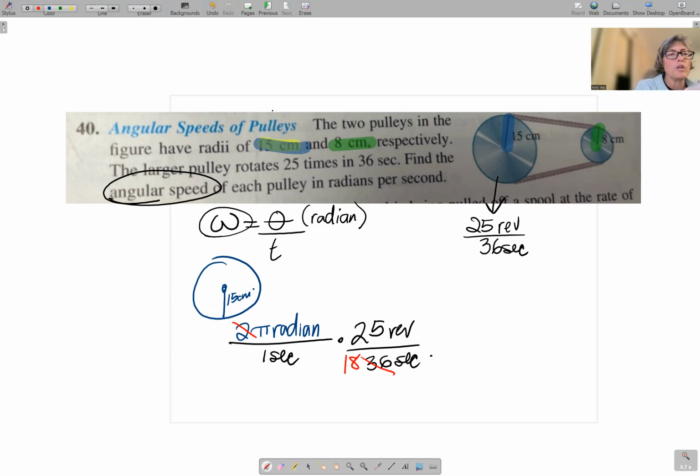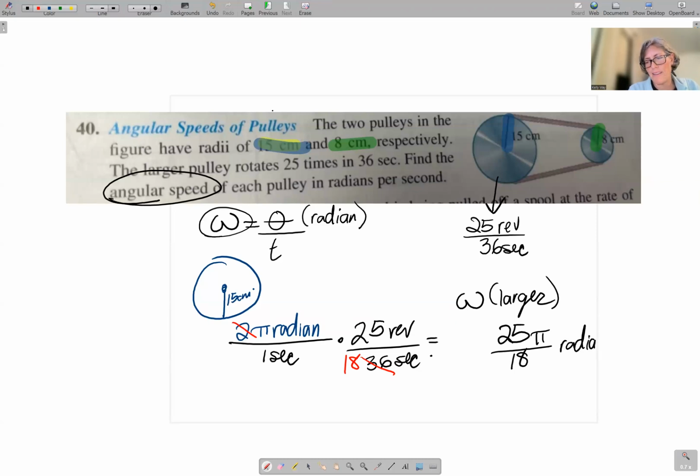So our angular speed, using omega of the larger pulley, is going to be 25 pi over 18 radians per second. That's the angular speed of the larger.